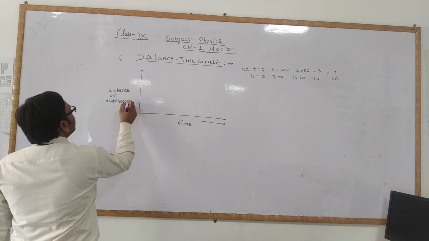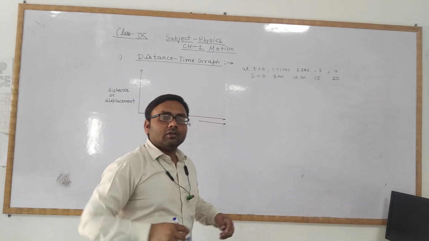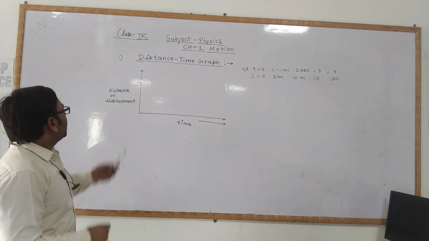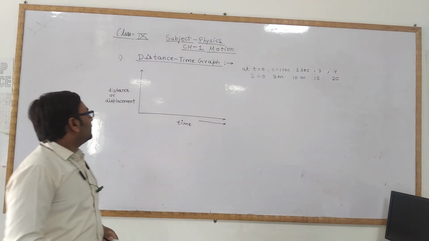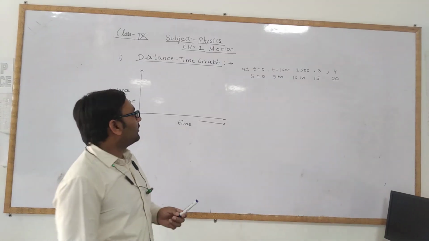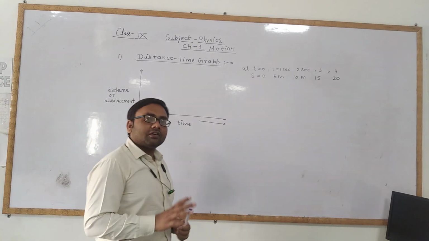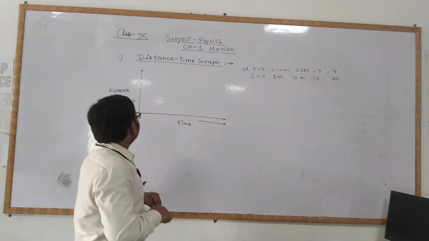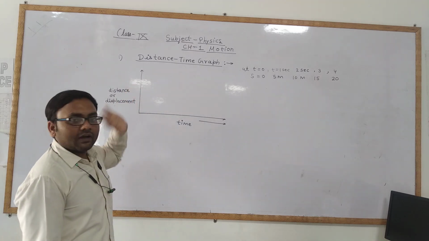For a straight line motion, as you already know, the distance traveled by the body and the displacement of the body are always equal. That's why we can say the distance time graph and the displacement time graph are both the same if the object is moving along a straight line. So we will plot the time along the x-axis and the distance or displacement along the y-axis.